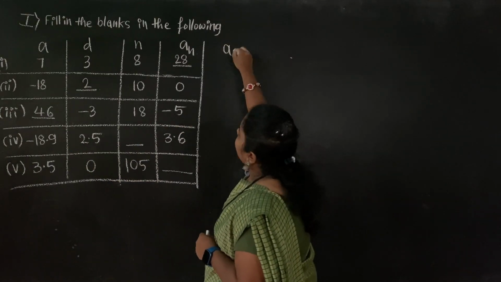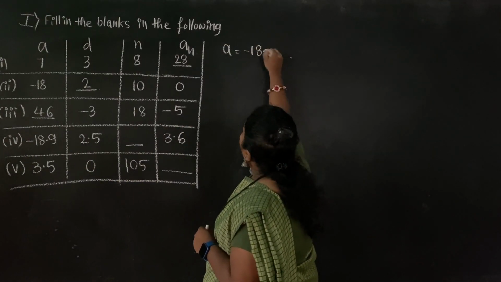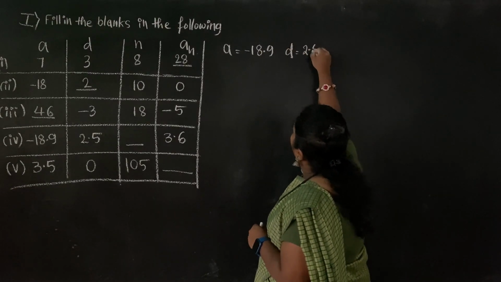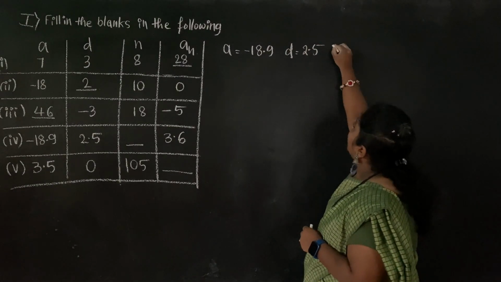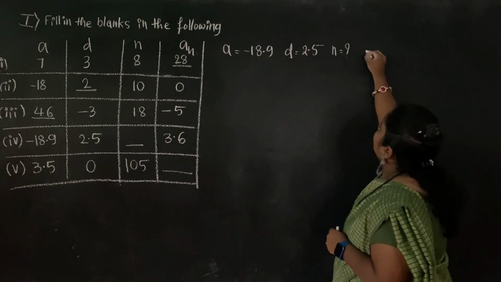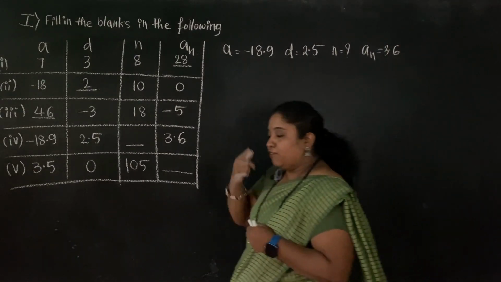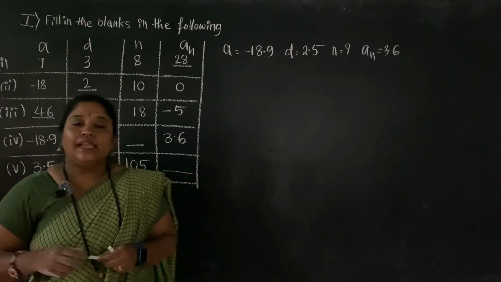I'll be writing here a is equal to minus 18.9. d is also provided, that is 2.5. Dear, n I need to calculate. an is equal to 3.6. Be careful whenever you are calculating n value.